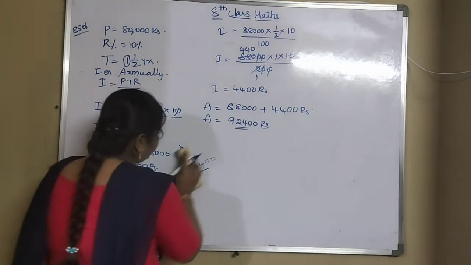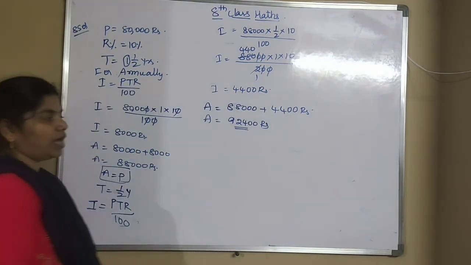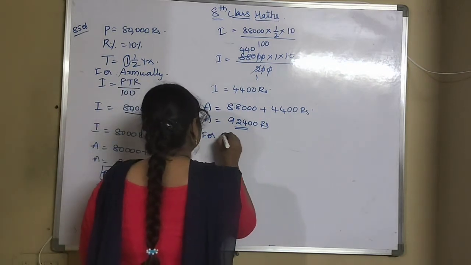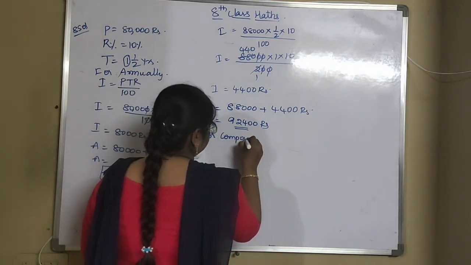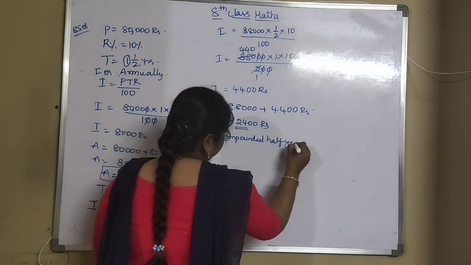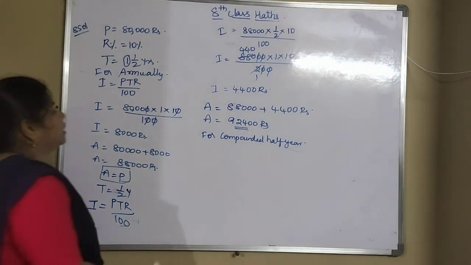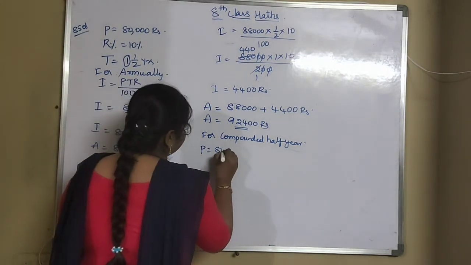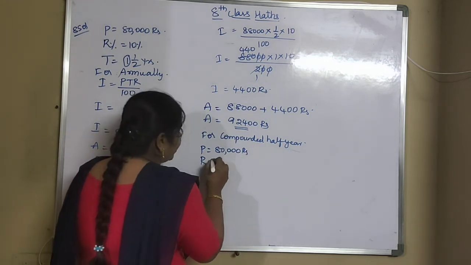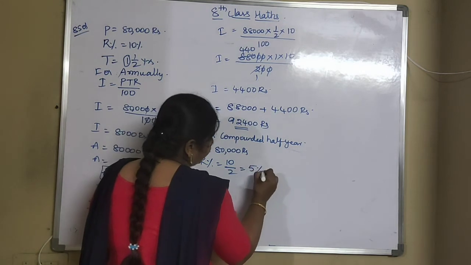Now we have to find for half yearly. This is only for annually. Now we have to find for compounded half yearly. So half yearly means here principal value is same, that is 80,000, and for half yearly the rate of interest will be half, that is 10 by 2, that will be equal to 5%.